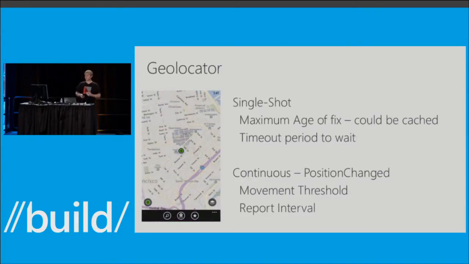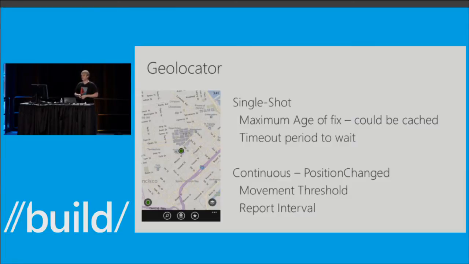So talking more about that, besides desired accuracy, you get to specify 2 parameters on a single shot. A maximum age of a fix. So this means that you can get cached results. You can say, hey, I don't care, I just want a rough position that the user's been in the past day or 5 minutes or what have you. And then the other property you can set is a timeout period to wait. Essentially, your user's waiting. You don't want to have them spend more than 10 seconds waiting for a location fix. You can say that, and the system will give you the best it's got after 10 seconds.